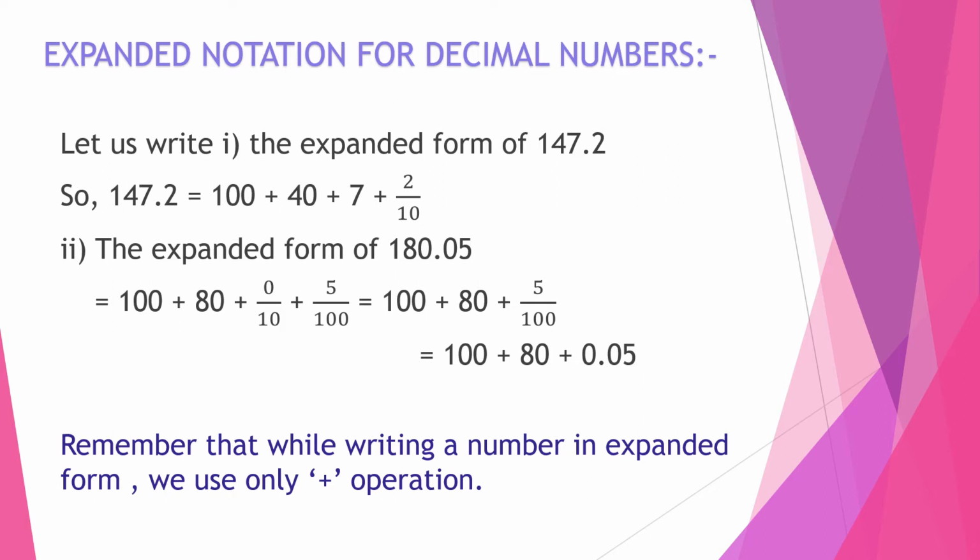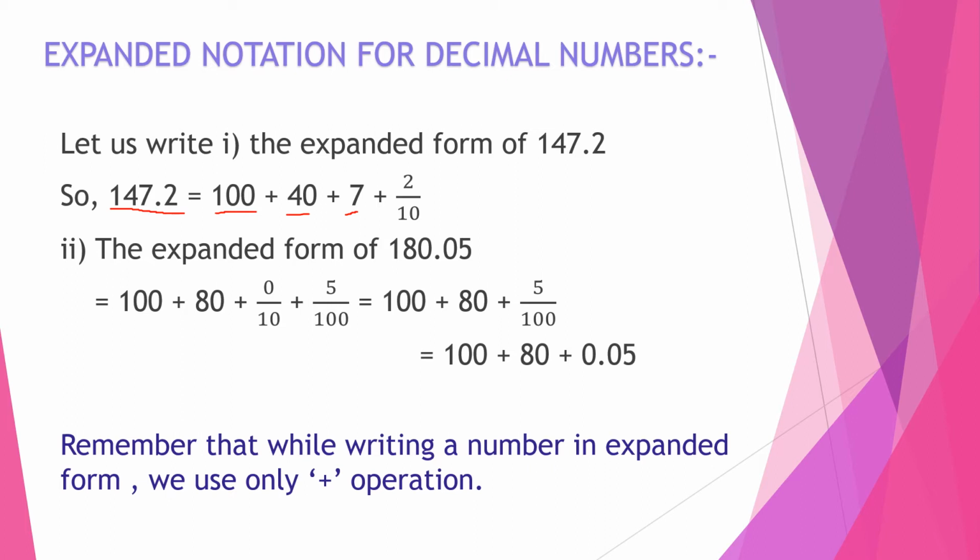So let's see one example. The expanded form of 147.2. See here how to write the expanded form of 147.2. So 147 is the whole number part. So we'll write it as 100 plus 40 plus 7, right? That means we'll multiply 7 by 1, then 4 by 10 and 1 by 100, right?